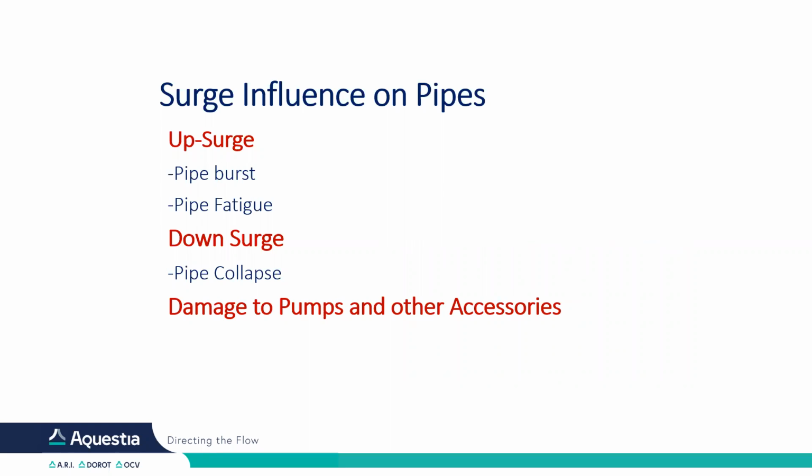What is the influence of the surge on the pipes? Like you've seen in the 2 videos just shown, you can see that big burst of water, okay? That can happen due to surges, pressure transient in the system. That upsurge can cause pipe burst, pipe fatigue, and the downsurge will cause a pipe collapse. And the surges itself can cause damage to pumps and other accessories in the system.